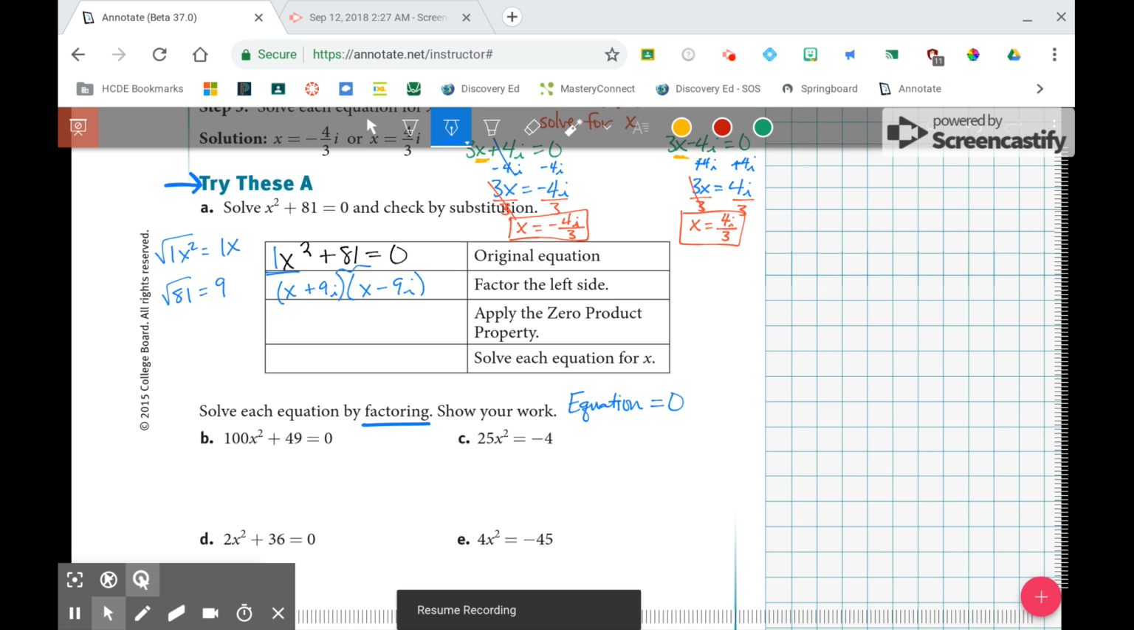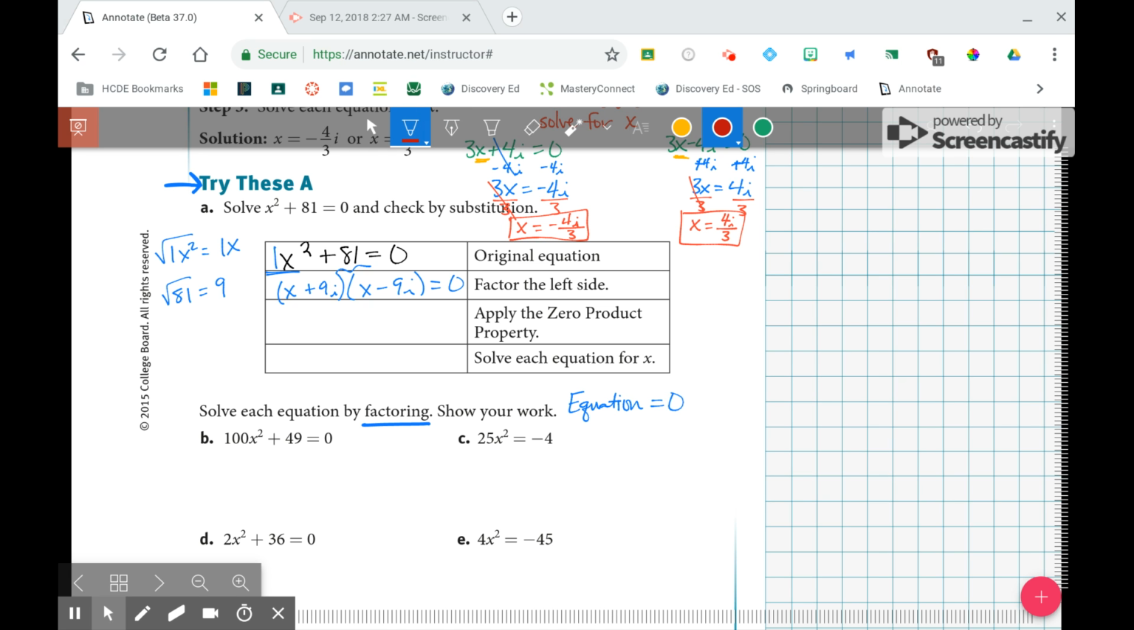Now we can take those factors and set them each equal to 0. Over here on the side, we have x plus 9i equals 0. We want to get x by itself, so we need to move this 9i term to the other side. We have to do the opposite: subtract 9i, and just take the i with it. So x equals negative 9i.